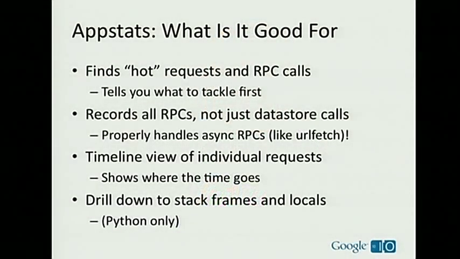Now, Appstats records everything about every single remote procedure call made by your application. In App Engine, pretty much everything is a remote procedure call, whether it's sending email or fetching an external URL, or making a call to the datastore or even memcache. All those things are considered RPCs. The tool shows you, as I already showed briefly, a timeline of individual requests. It also shows some overview of global statistics. How many requests of each type did you get?